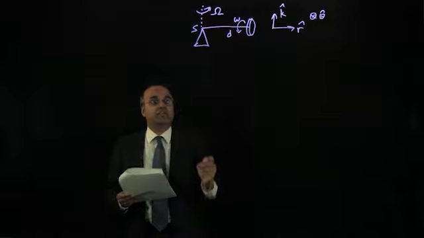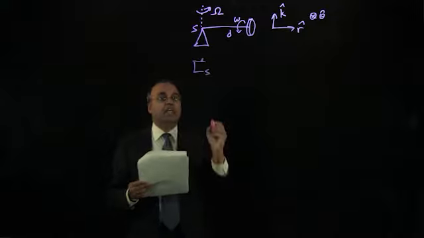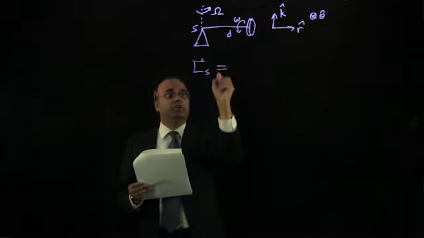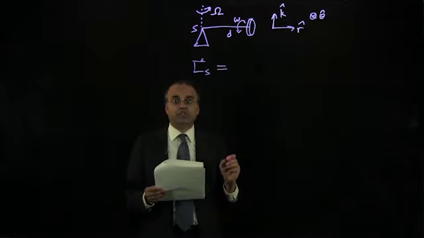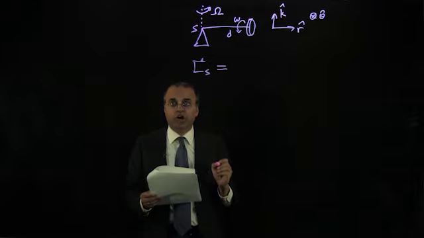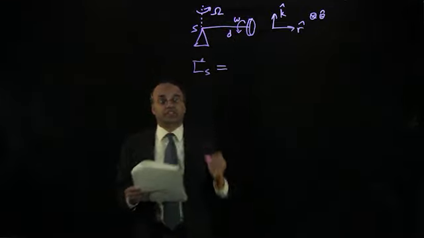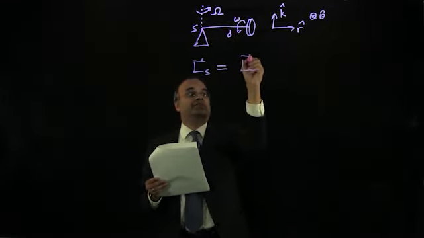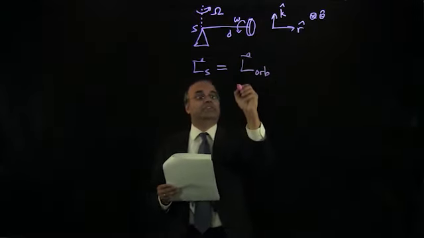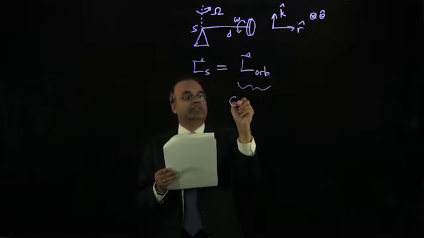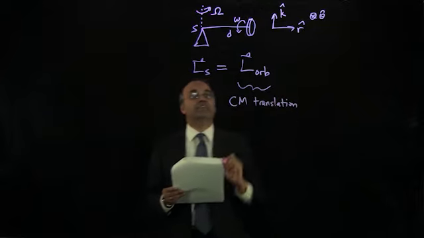Now recall that the total angular momentum with respect to point S can be written in two parts. There's the angular momentum due to the translational motion of the center of mass. Now we know the center of mass is just orbiting around the z-axis, so I'll call that, in fact, the orbital angular momentum. So this is due to the translation of the center of mass with respect to point S.